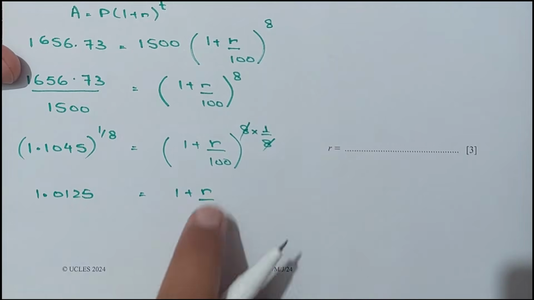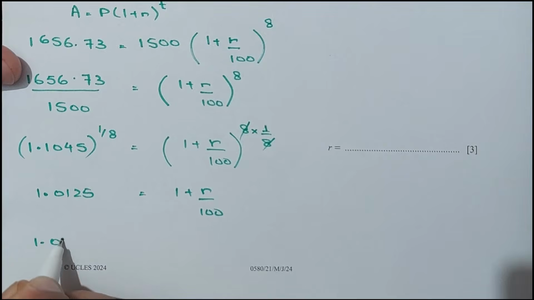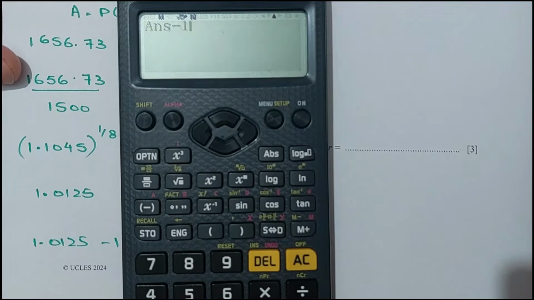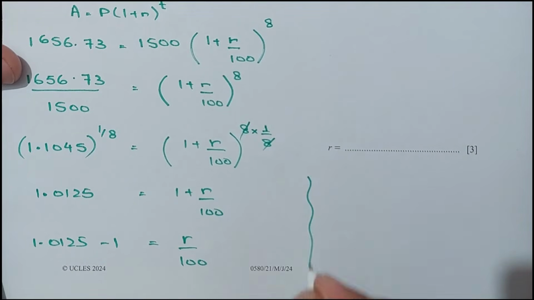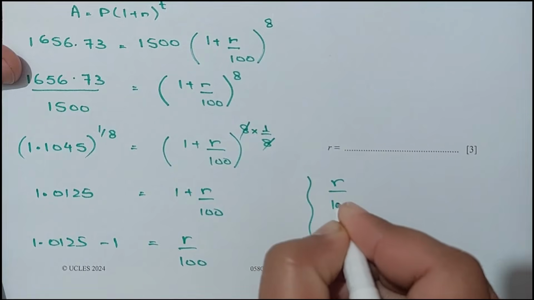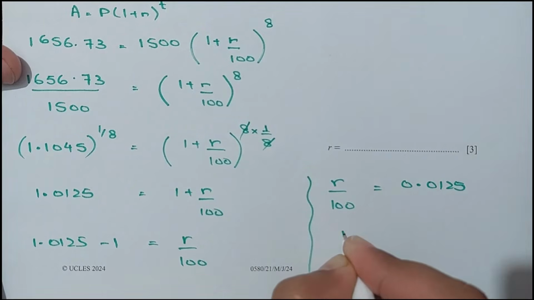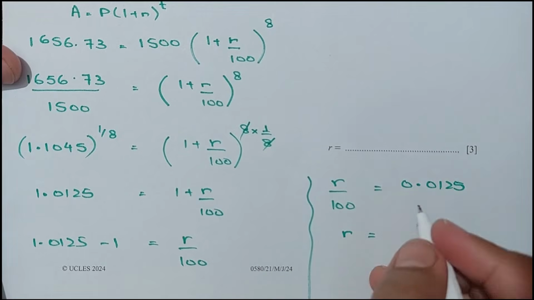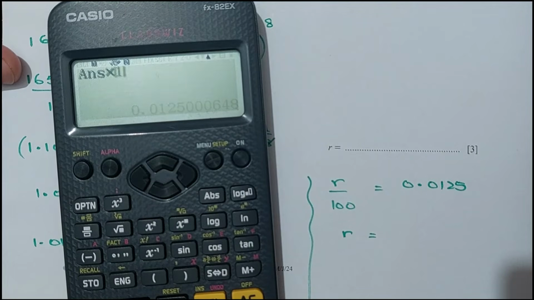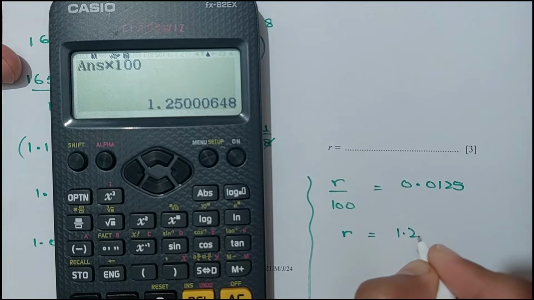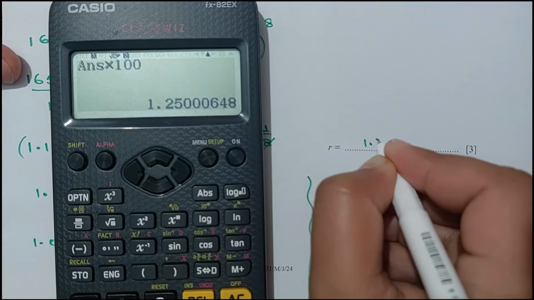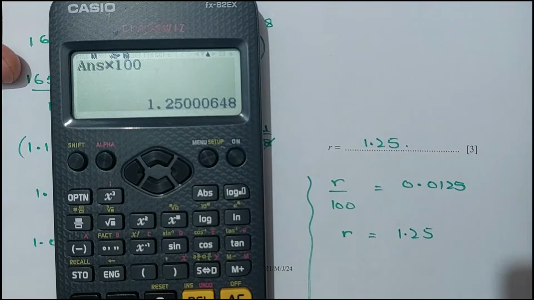The 1 cancels out, so subtract 1. 1.0125 minus 1 is r over 100. Then r over 100 is going to be 0.0125. So r is going to be times it by 100, 1.25%. So the interest rate r is 1.25.